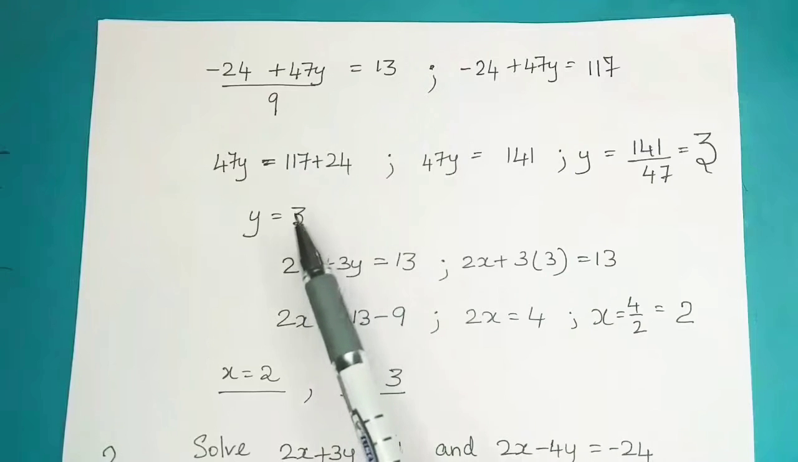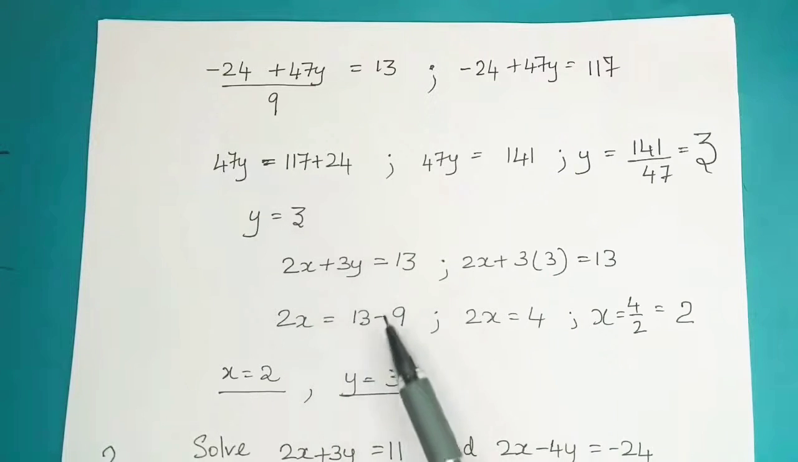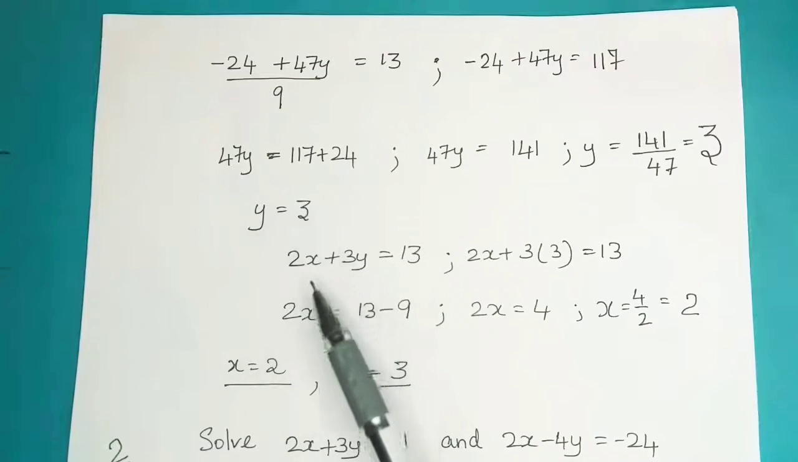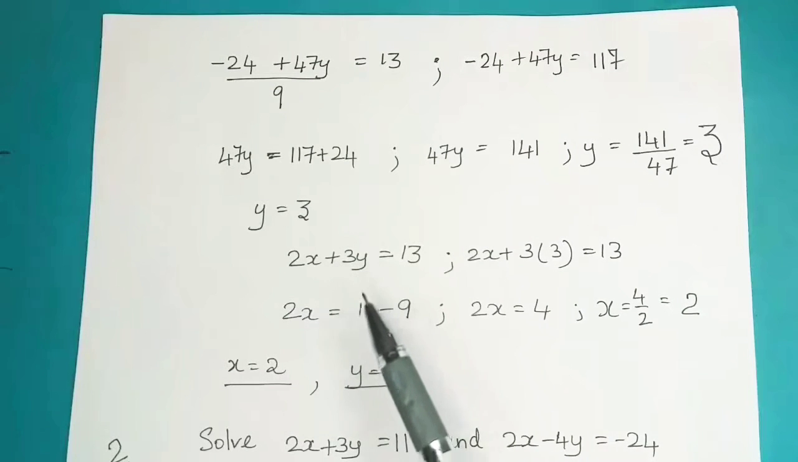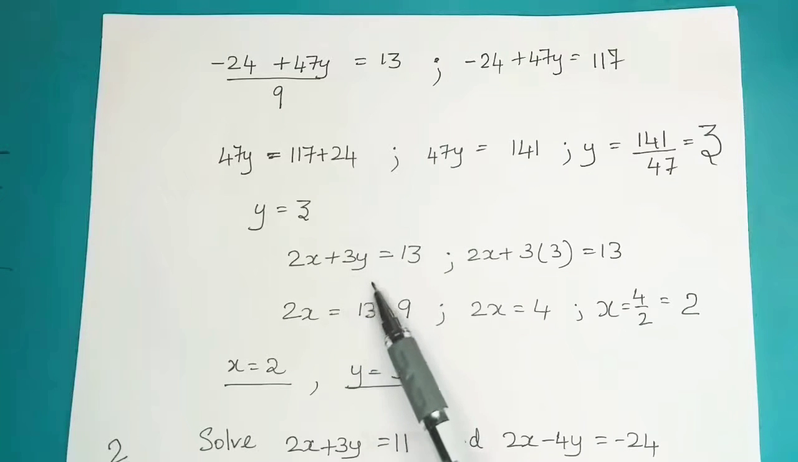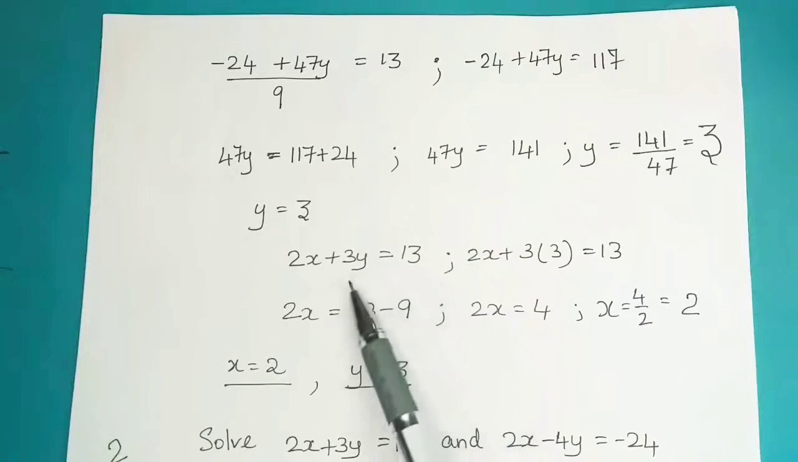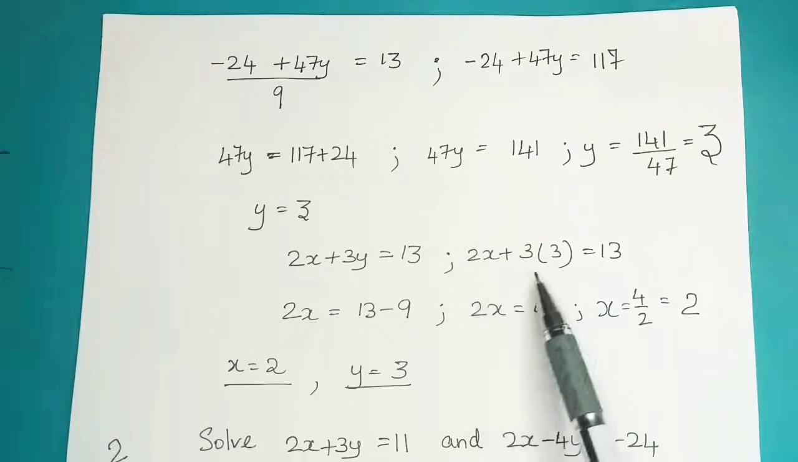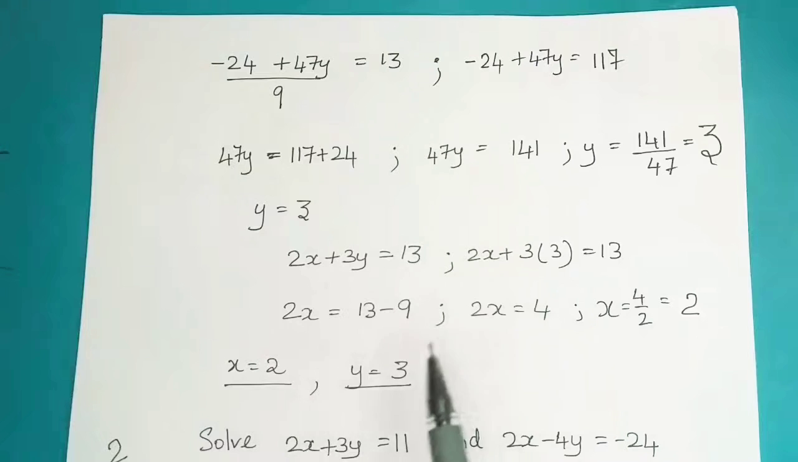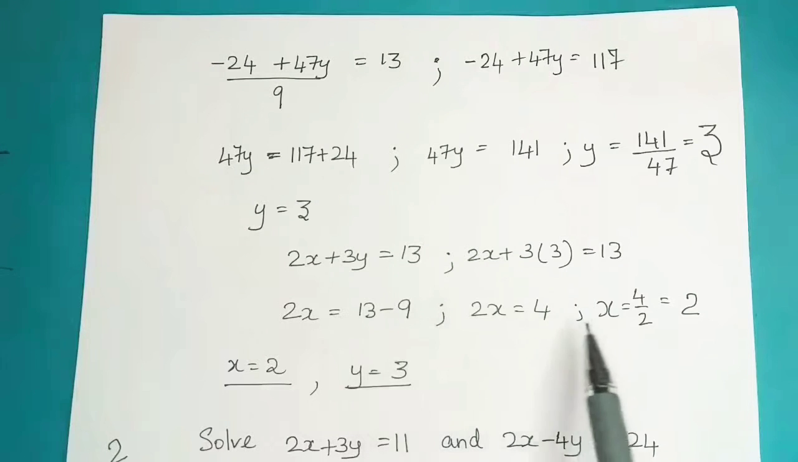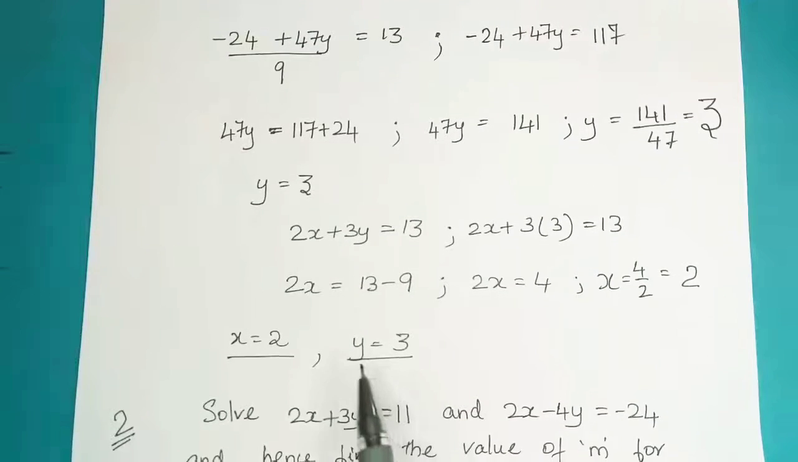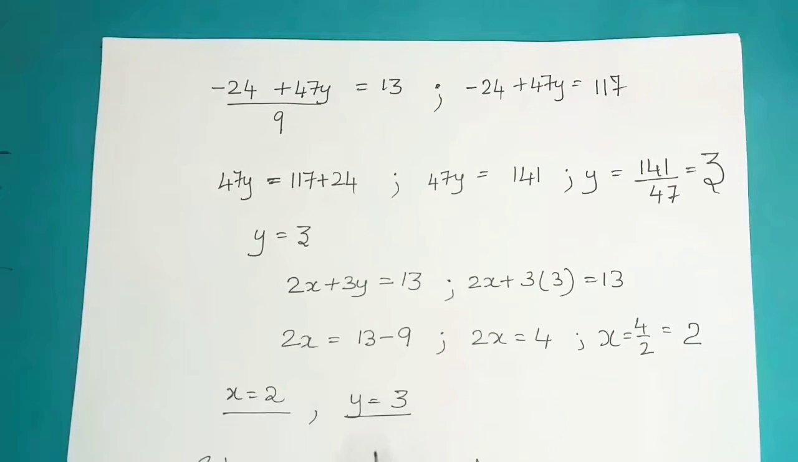Let us substitute this value of y in any of the equations, and you get the answer of x. When I substitute the value of y in the first equation or second equation, I have taken the second equation, so it's simpler here. 2x plus 3y is equal to 13. 2x plus 3, in the place of y, let me substitute 3 here. That is 2x plus 9 is equal to 13, and 2x is equal to 13 minus 9, x is equal to 2. Hope this is clear for you. So we got the two answers here, x is equal to 2, y is equal to 3.